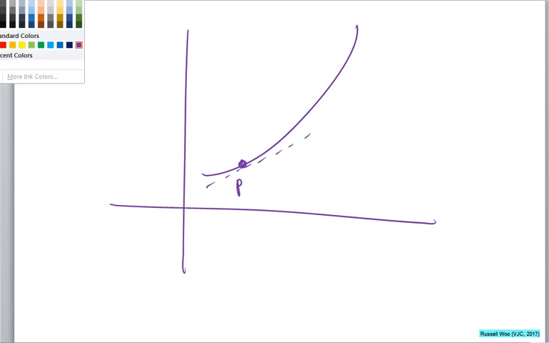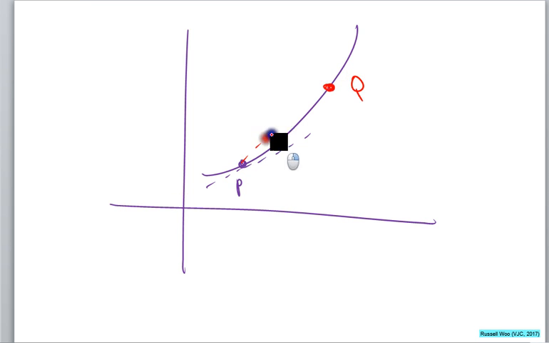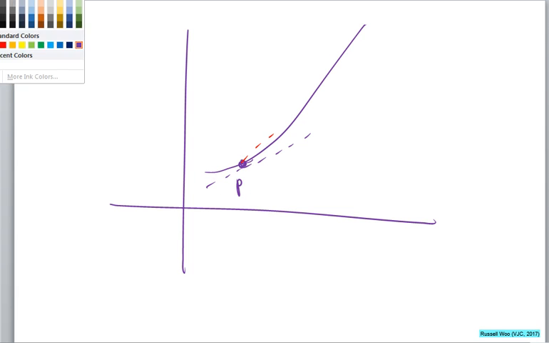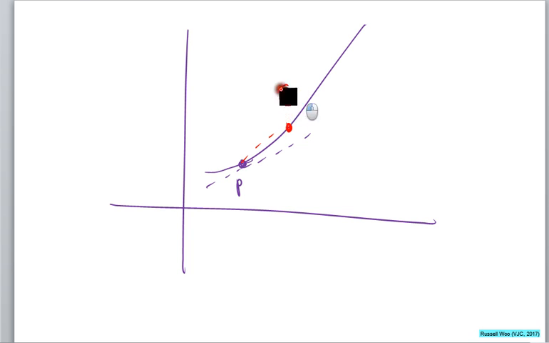Now, I have a point Q here, and I try to find the gradient of this one. Now, my Q is quite far away. Suppose my Q is here. Then if my Q is closer and closer and closer to P, the gradient of the short chord will actually be the gradient of the tangent at P. Does it make sense? Okay.